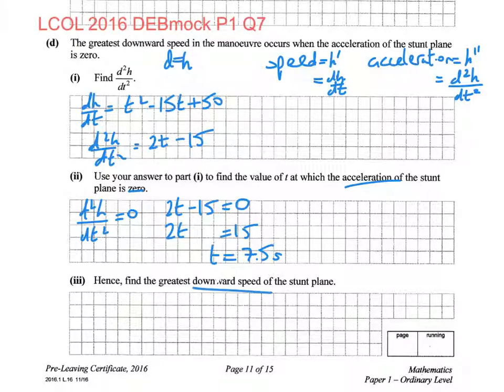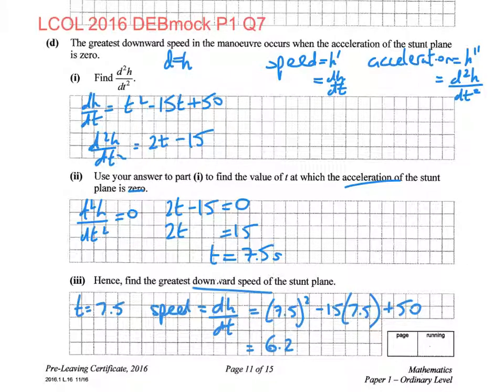So when t is equal to 7.5, what is going on with the speed? Well, don't forget the speed is this expression dh by dt, your rate of change in your altitude, your rate of climb. And so if we put that 7.5 into the formula, so 7.5 squared minus 15 lots of 7.5 and add on 50, we get an answer of 6.25 meters per second. Now that's a downward speed.